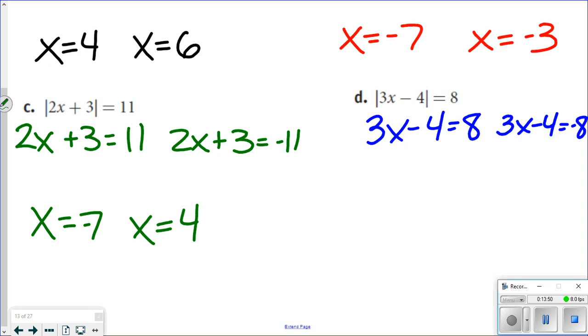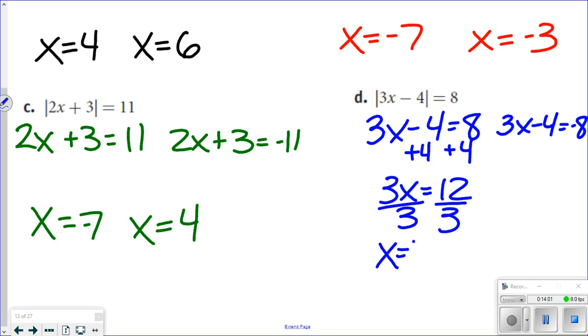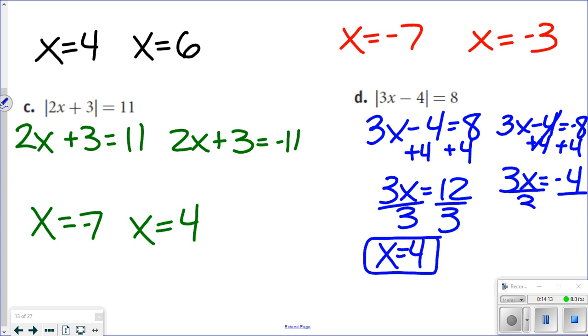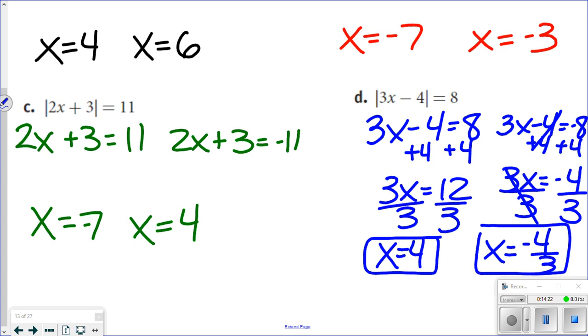And let's walk through this one. So let's add 4 to both sides. 3x equals 12. Divide by 3. X equals 4 is the first part of our answer. 3x equals negative 4. We're going to get a fraction. Divide by 3. X equals negative 4 thirds. Or you could change that to a mixed number. X equals negative 1 and 1/3. Okay, whatever you prefer.